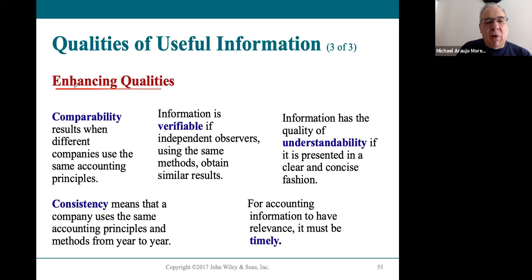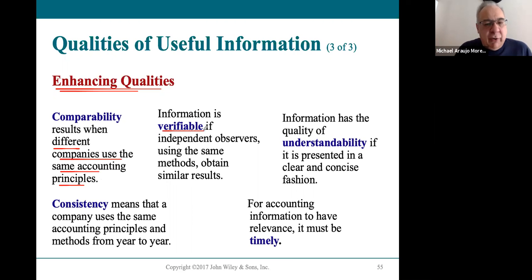Then you have what we call enhancing qualities that are listed here. So all companies, regardless what industry they're in the United States, if they're public companies, they're using these same accounting principles. So comparability means that it doesn't matter where we're talking about Tesla, or we're talking about how McDonald's did, two very different industries. When you're looking at their financial statements, they are comparable. You can read them equally. They're using the same standards.